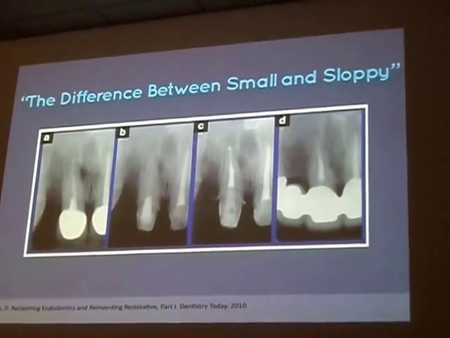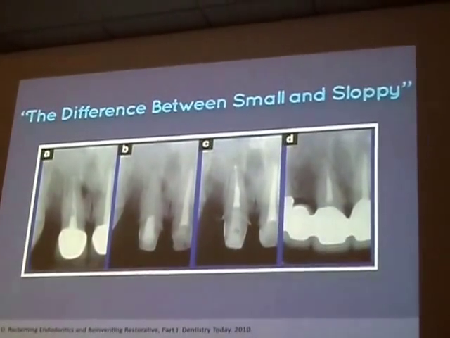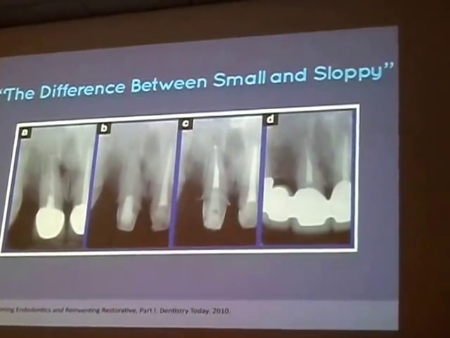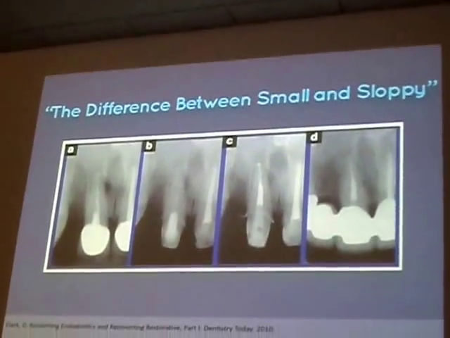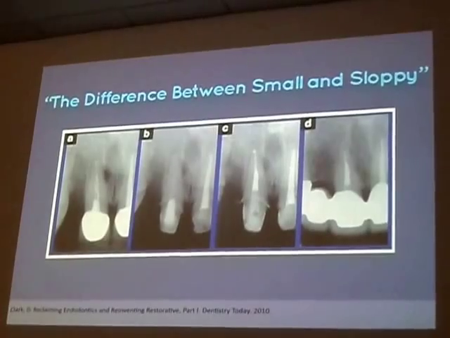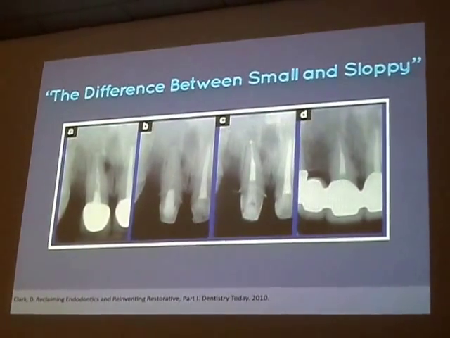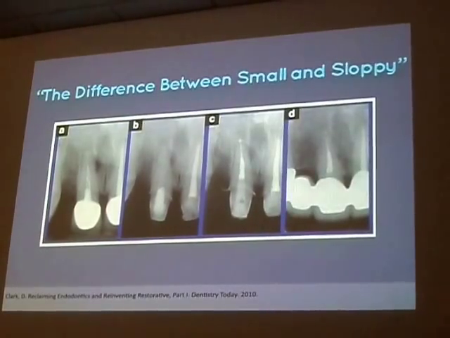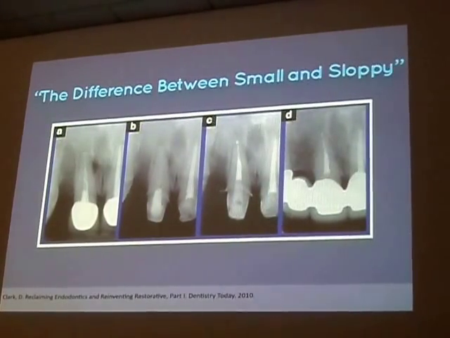So again, I sort of mentioned this earlier with minimally invasive endodontics. There's a difference between small and sloppy. So again, we're using calcium hydroxide. We're really focusing on our irrigation. So we're not trying to be sloppy by doing this. It's just a different technique.